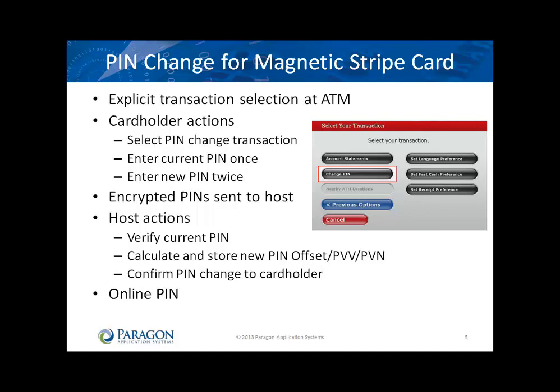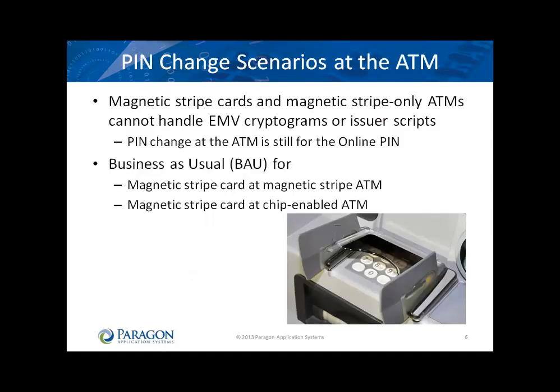When the host is responsible for verifying the PIN, that PIN is known as the online PIN. Magnetic stripe cards and magnetic stripe-only ATMs cannot handle the new EMV cryptograms, nor can they handle issuer scripts from a host. Therefore, if you are supporting PIN change today for magnetic stripe cards, you will continue to use the same process going forward, business as usual, or BAU. In any of the combinations shown here, we're talking about the online PIN as it is used today. The way the online PIN is changed at the ATM remains the same even with the introduction of EMV.